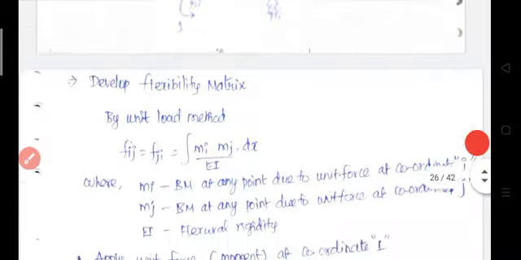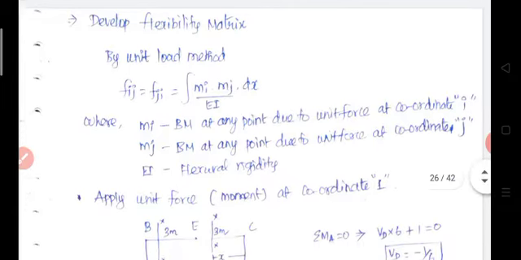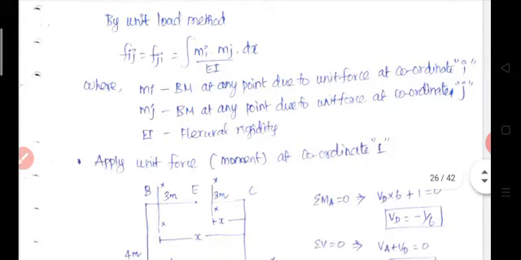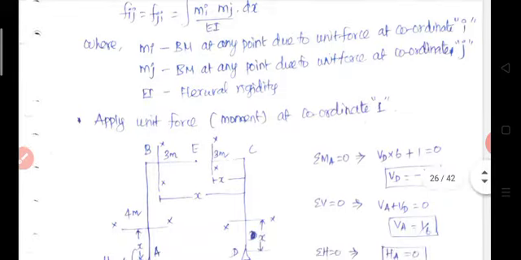Then develop the flexibility matrix. In this problem we determine the flexibility matrix by the unit load approach. Fij is equal to Fji, which is equal to the integration of Mi Mj dx divided by EI, where Mi is the bending moment at any point due to a unit force at coordinate i, Mj is the bending moment at any point due to a unit force at coordinate j, EI is the flexural rigidity, and the integration includes all portions of the structure.